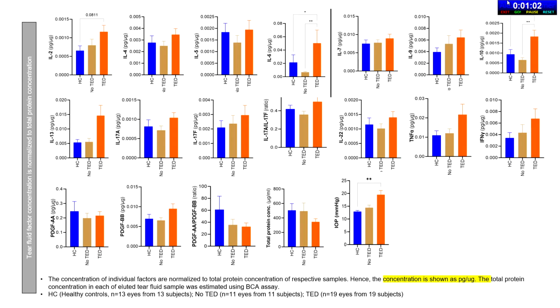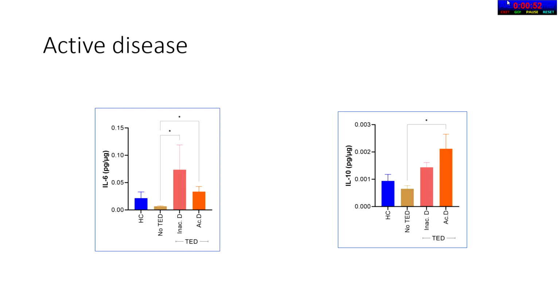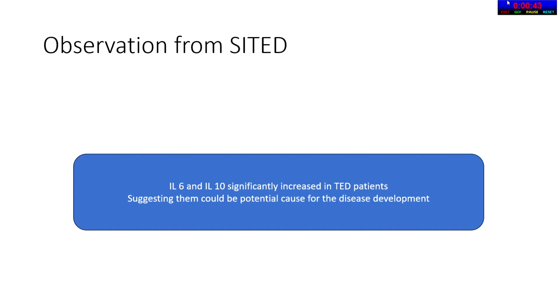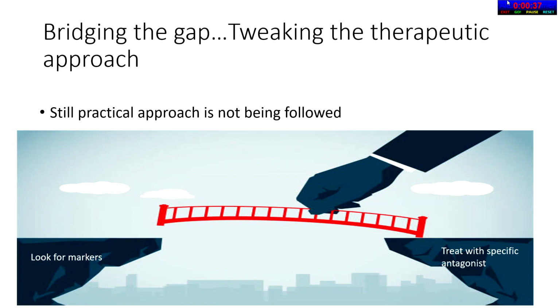And this was the result. We found that most of the inflammatory markers were elevated in patients with thyroid eye disease compared to patients without thyroid eye disease, in spite of having systemic thyroid dysfunction. However, we found a statistically significant increase in the values of interleukin 6 and interleukin 10, which made us think that interleukin 6 and interleukin 10 could be a potential cause for disease development in thyroid patients.